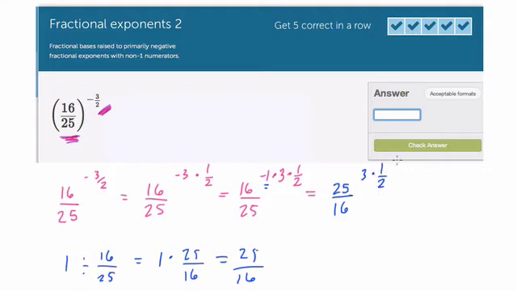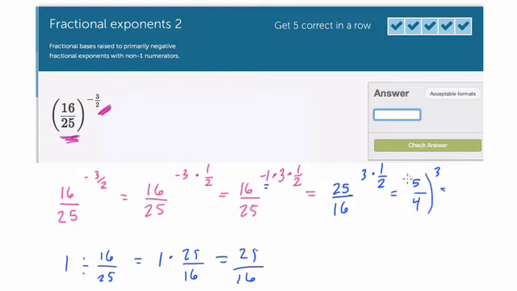Well, the 1/2 means square root. I'm going to apply that one next because I don't want to raise 25 and 16 to the third power. It's kind of annoying, right? So instead, I take the square root of 25, that's the half power, and I get 5. And the half power of 16 is 4. And this is still raised to the third power, but this is more manageable.